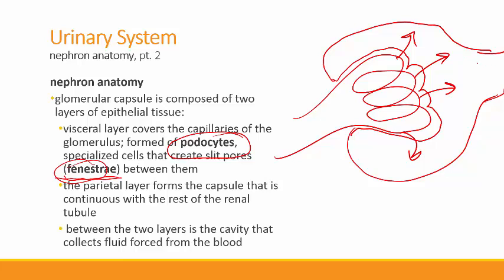And of course, this is a layer of cells. So these are all these cells here. This is also that layer of cells that are the podocytes. And then you've got the endothelial cells that compose the capillaries.